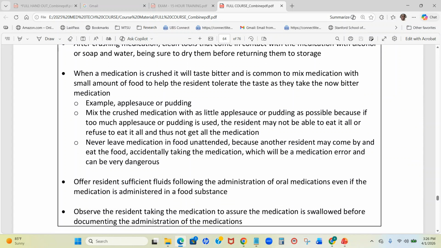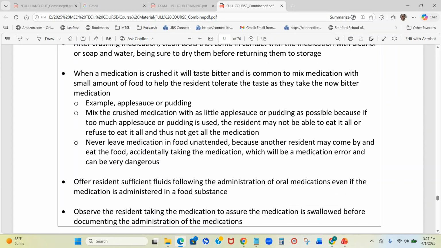It's very important. When a medication is crushed, it will taste bitter, and it's common to mix it with a small amount of food to help the resident tolerate the taste as they take the bitter medication. So you can have vanilla or chocolate pudding or applesauce. So mix the crushed medication with a little applesauce, not too much, just a little, as soon as possible, to make it easier for them to eat it.